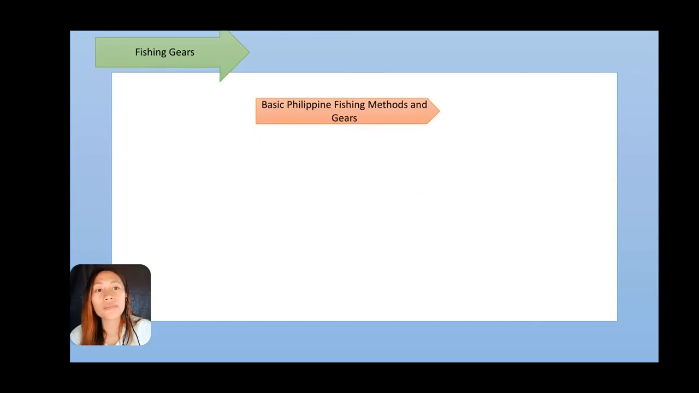So, next is we have the basic Philippine fishing methods and gear. So, let's be proud of the Philippines, because we are from the Philippines. Proud Filipino! Char. We shouldn't just be sulking that our Miss Universe didn't win, but we'll be proud that we are Pinoy.